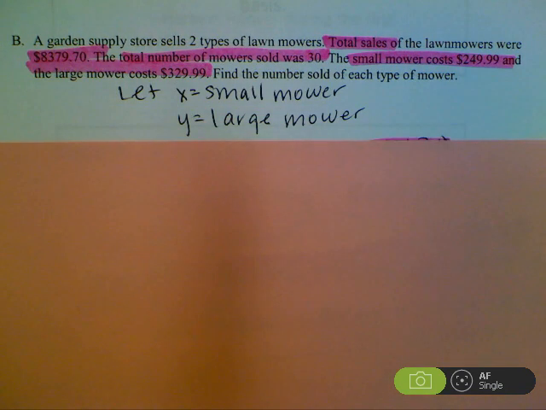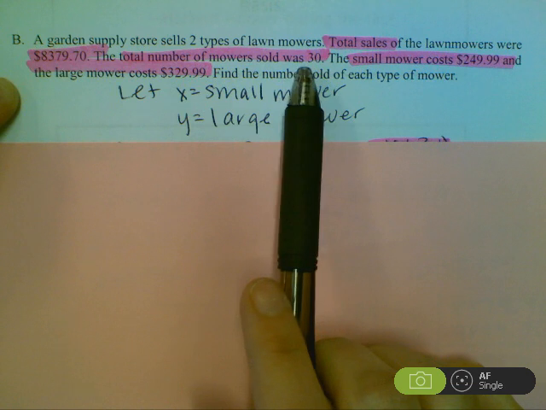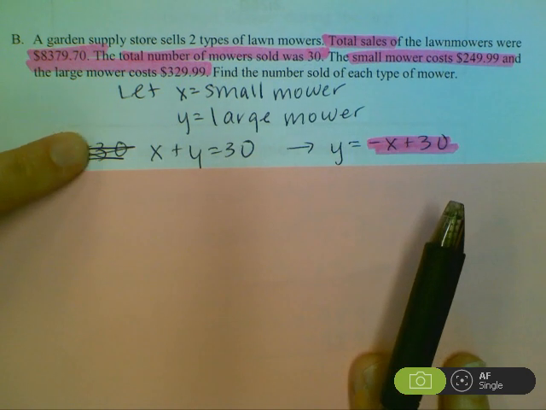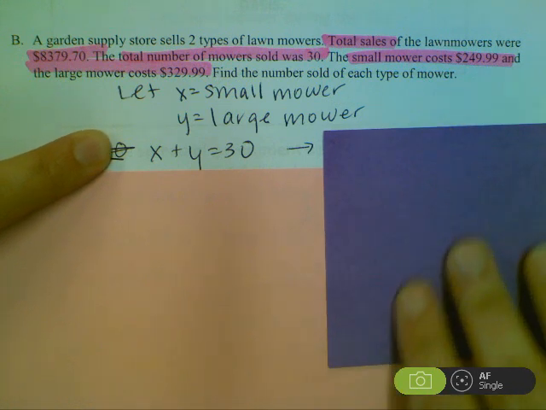The first thing I'm going to do is pick variables. I'm going to let X be my small mower and Y be my large mower. It does not matter what variables we choose. X and Y work just fine for me. The first equation you need to write is the equation that adds the mowers. Now there's 30 mowers altogether, so my first equation should be X plus Y equals 30.